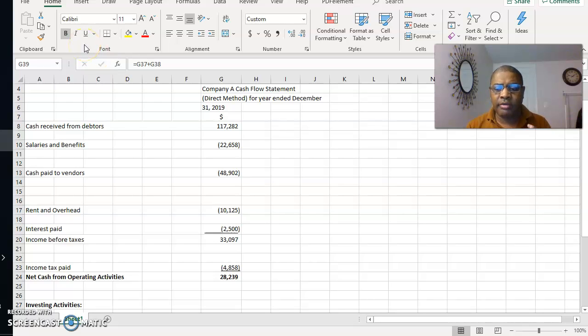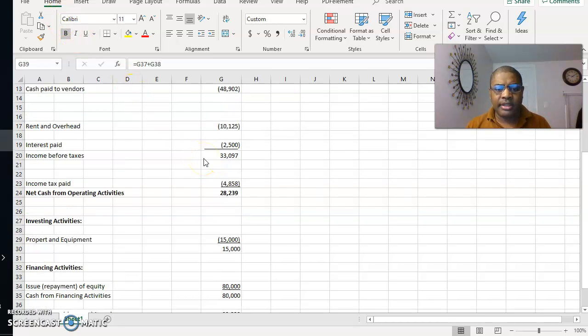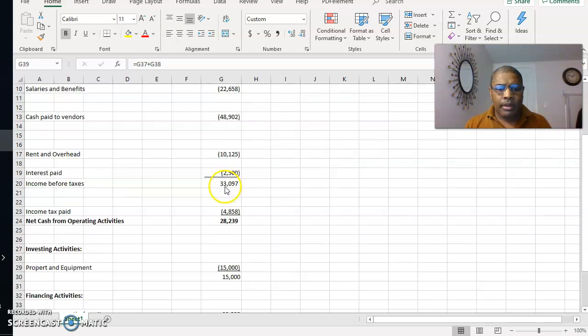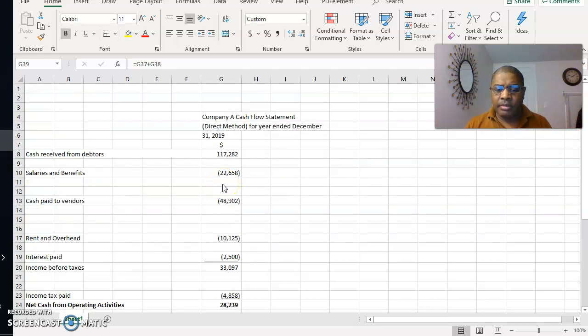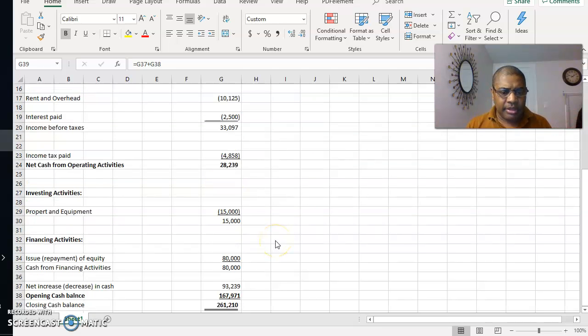There's no adjustment to make in terms of your accounts payable, your accounts receivable, your inventory, depreciation, profit or loss on an asset. So users can easily see the movements of the cash without any adjustments.